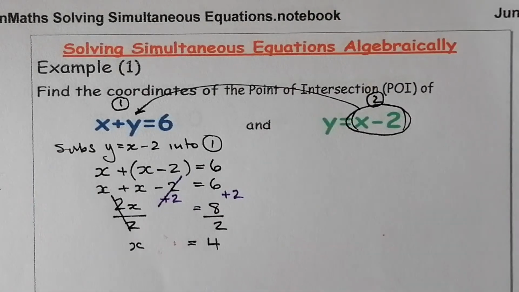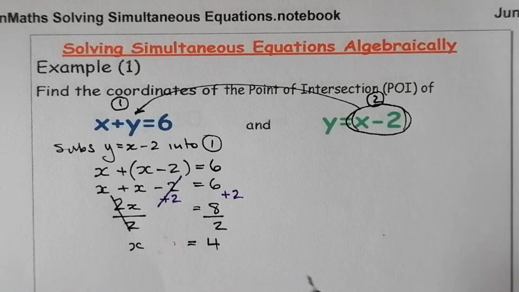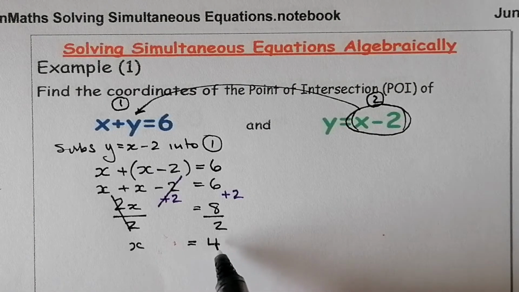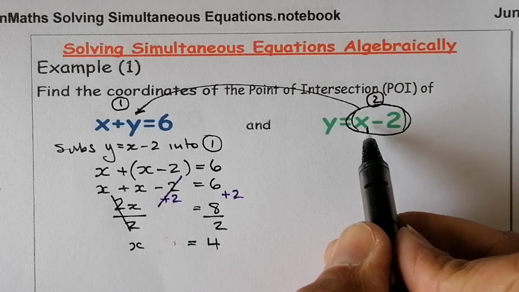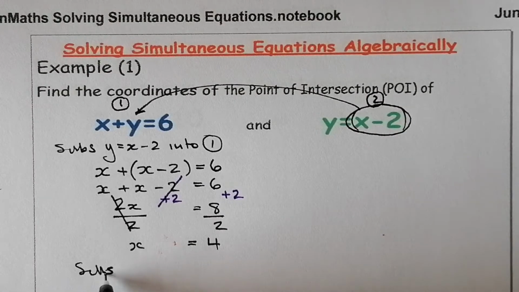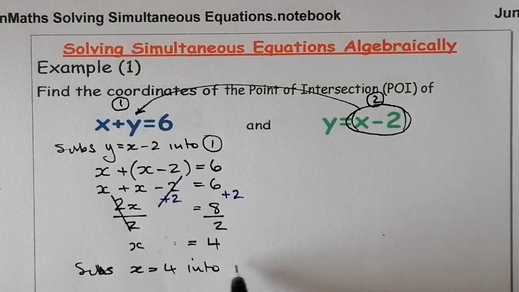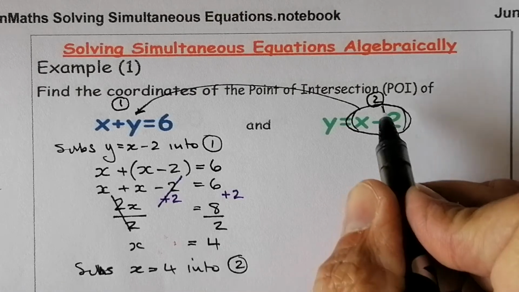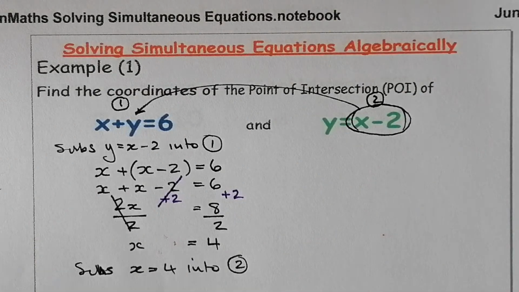So the next part in the process, after I've done that, I'm going to substitute that x value. So instead of x, I know it's equal to 4, I'm going to substitute it into the equation up at the top here. Okay, so for here, I'm going to substitute x equals 4 into, and that's going to be equation number 2. So it just makes it easy to reference.